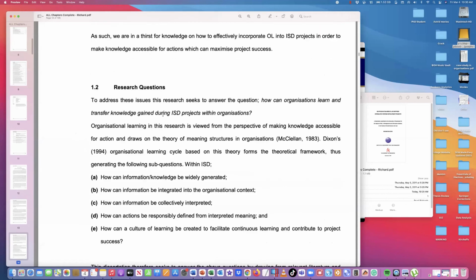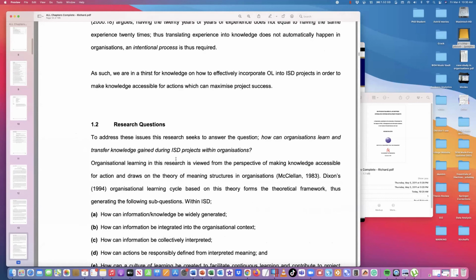To address these issues, this research seeks to answer the question: how can organizations learn and transfer knowledge gained during the information system development projects within organizations? Organizational learning in this research is viewed from the perspective of making knowledge accessible for action and draws on the theory of meaning structures in organizations. Dixon's organizational learning cycle, based on this theory, forms the theoretical framework, thus generating the sub-questions.